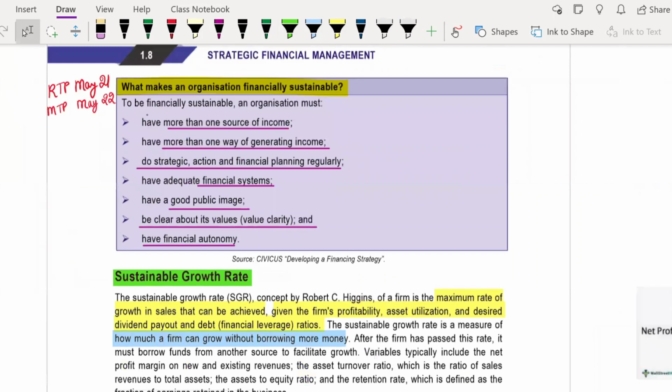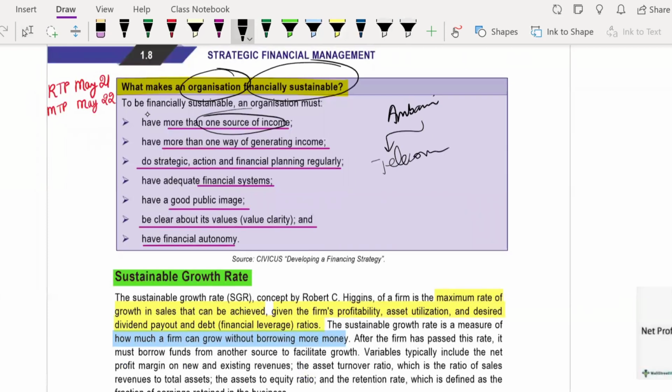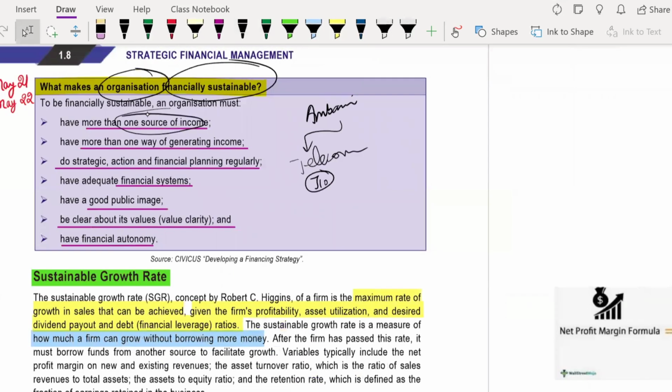Next, what we are going to see here is how you can make an organization financially sustainable. If you have to make an organization financially sustainable in the long term, you would want the organization to have more than one source of income. Just imagine Ambani had a telecom sector also. Now Jio is the number one market player in the telecom sector. Now there was Aircel. How was Aircel defeated? Aircel was defeated because of Jio's invasion into the telecom industry.